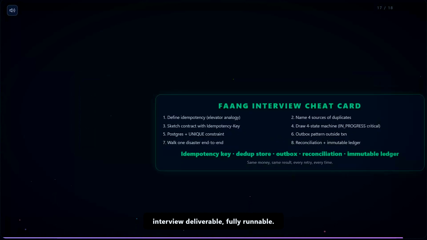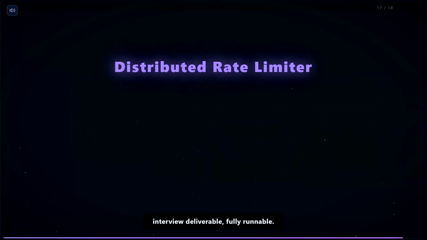The 8-point cheat card you will remember forever. 1. Ask the dimension. Per user, IP, key, tenant, or global. 2. Pick token bucket or sliding window counter. Avoid fixed window. 3. Store counters in Redis. Run the algorithm as a Lua script for atomicity. 4. Layer 4 limiters. Edge, gateway, service, database. 5. On Redis failure, fail open or fall back to a local limiter. Never silently bypass. 6. For multi-region, pin per user or accept a small bypass.